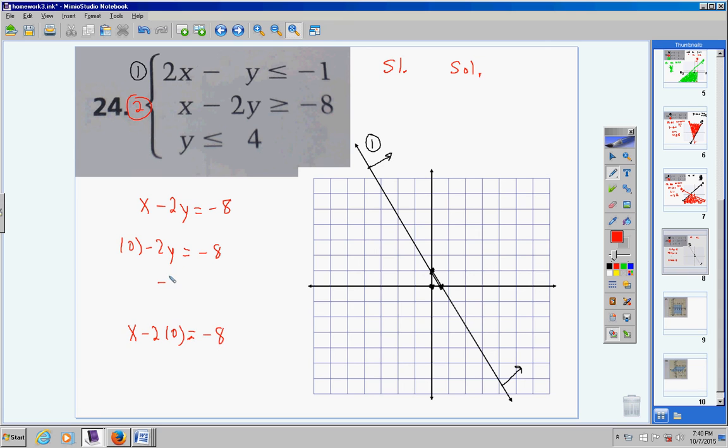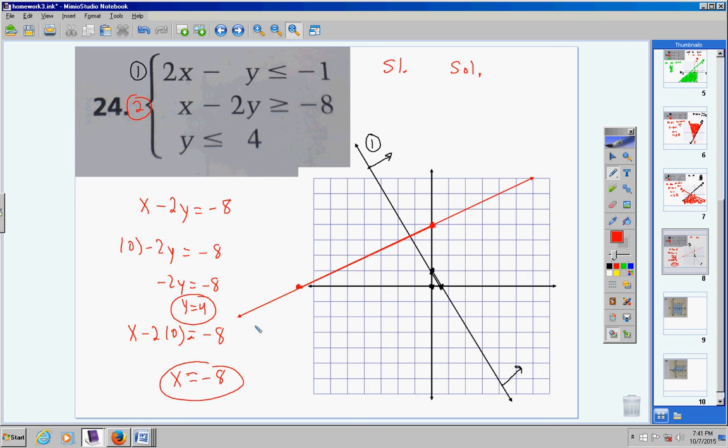0 minus 2y is -2y. Divide both sides by -2 and y equals 4. Now, 2 times 0 is 0, x minus 0 is x, x equals -8. So my x-intercept is -8 right over here. My y-intercept is positive 4, 1, 2, 3, 4 right here. Alright, so I'm going to connect those 2 points the best that I know how to. And there we go.